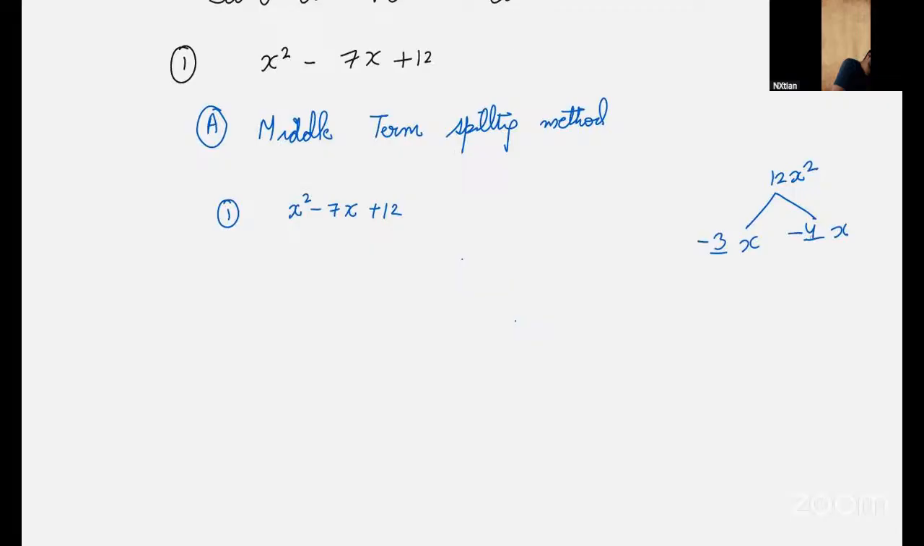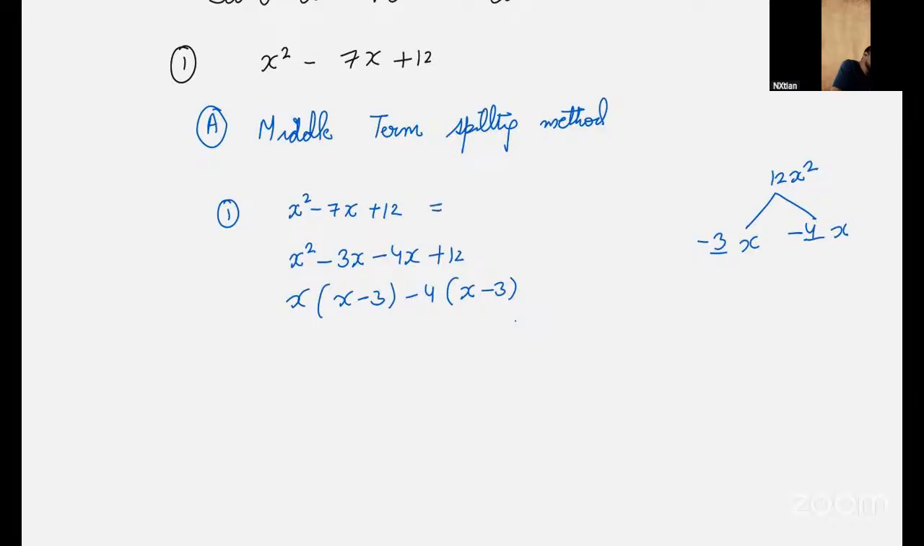Okay, so I will write x square minus 3x minus 4x plus 12 is equal to 0. I will take out x as a common, so it will become x minus 3, minus 4 as a common, so it will become x minus 3 is equal to 0. Okay, you have to write the 0.